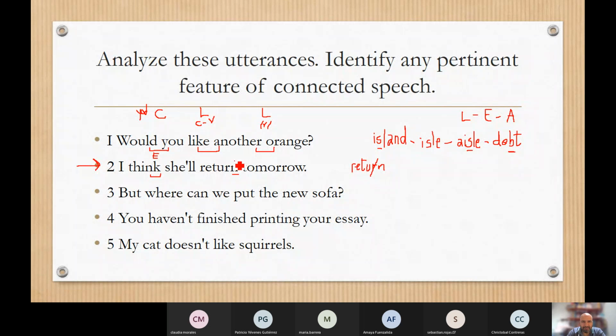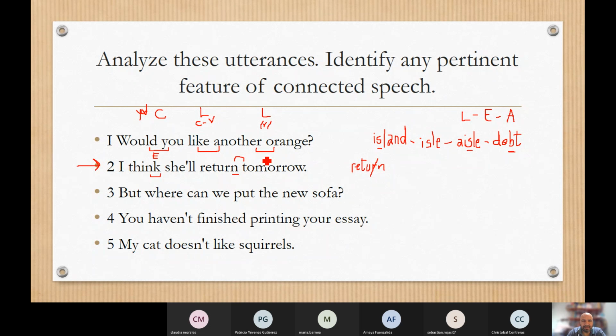Well, both N and T, in terms of place of articulation, are alveolar sounds, right? N and T share the same place of articulation, so nothing changes there. In terms of voicing, the first one is voiced, the second one is voiceless. Is there any influence in terms of voicing? "Return tomorrow, turn tomorrow." It's kind of hard to tell, right?